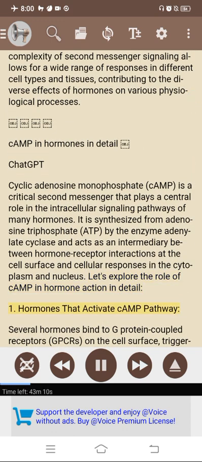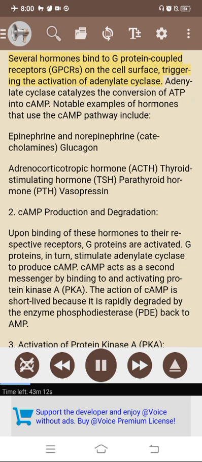1. Hormones that activate the cAMP pathway. Several hormones bind to G-protein coupled receptors (GPCRs) on the cell surface, triggering the activation of adenylate cyclase. Adenylate cyclase catalyzes the conversion of ATP into cAMP. Notable examples of hormones that use the cAMP pathway include epinephrine and norepinephrine, catecholamines, glucagon, adrenocorticotropic hormone (ACTH), thyroid-stimulating hormone (TSH), parathyroid hormone (PTH), and vasopressin.